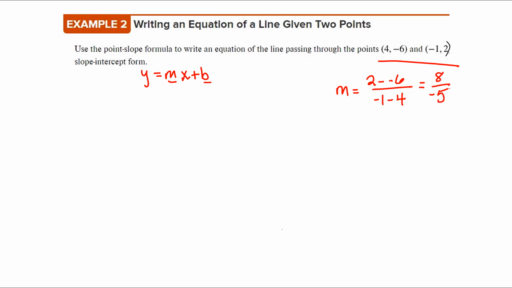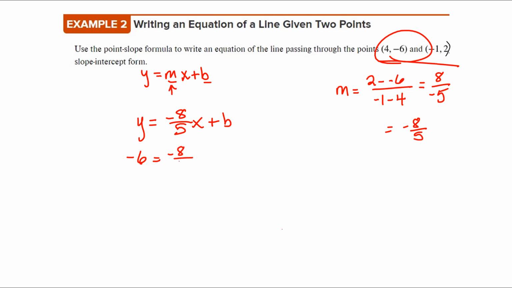So your slope for this line is negative 8/5. So negative 8/5 for your slope. And you would plug that in for m. And you would say y equals negative 8/5 x plus b. And then to find b, you just plug in one of these points. Doesn't matter which one. And so for y, I would put negative 6, and then I've got negative 8/5. And for x, I would put in 4.